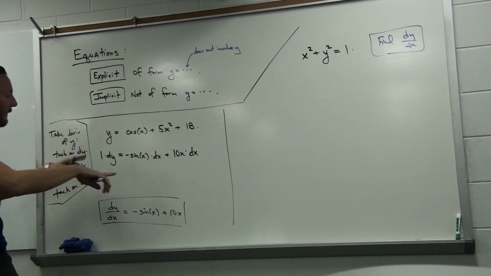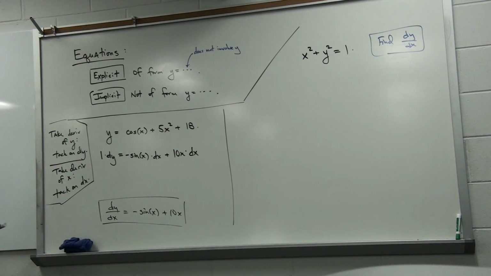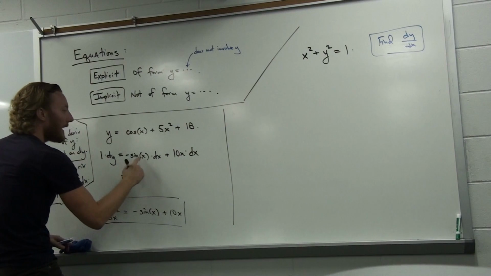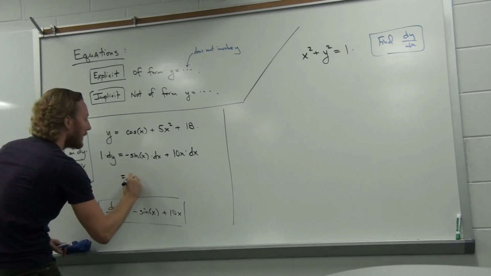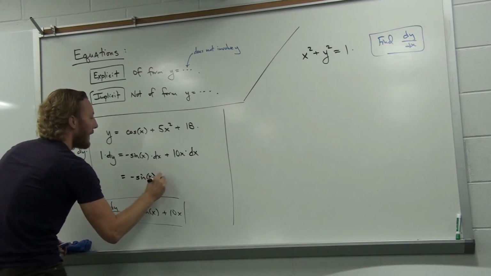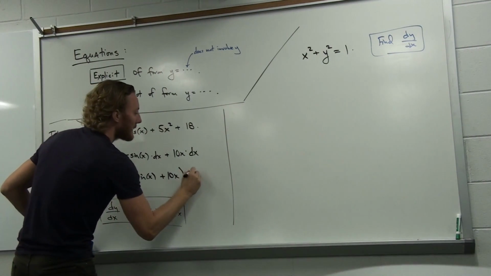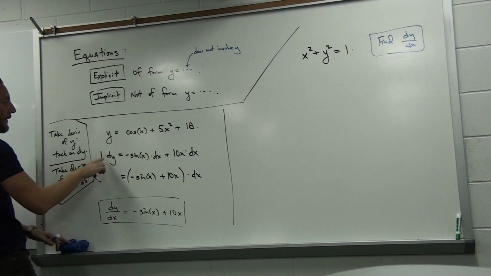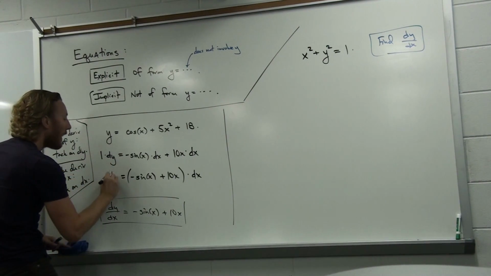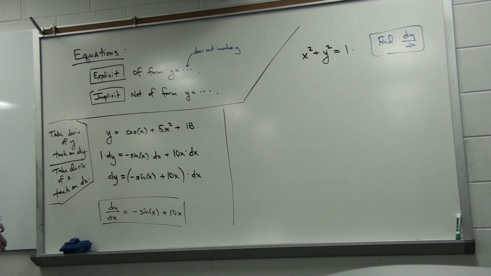And now what are we looking for? We're looking for dy over dx. And how can we get this? Well, note, on the right-hand side, both terms involve a dx. So we could rewrite this by factoring out as negative sine x plus 10x times dx. And on the left-hand side, we've got a 1 times dy. Well, that's just dy, because anything times 1 is itself.